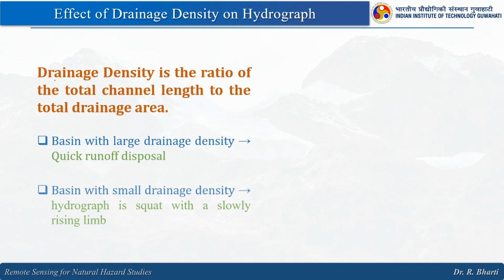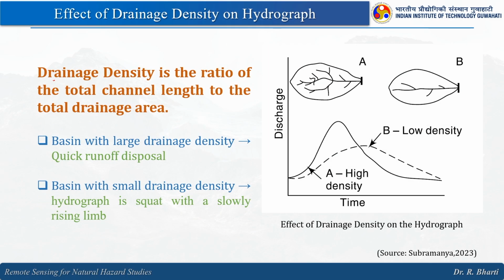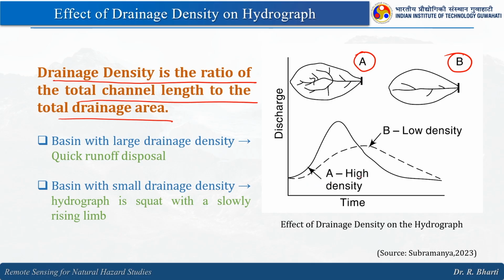When we talk about the effect of drainage density on the hydrograph, the drainage density is the ratio of the total channel length to the total drainage area, right. Here you have two conditions, one is A and another is B. A has high density, B has low density, right. A basin with large drainage density, this one, will have quick runoff disposal, right. So, here you can see the peak discharge is coming here.